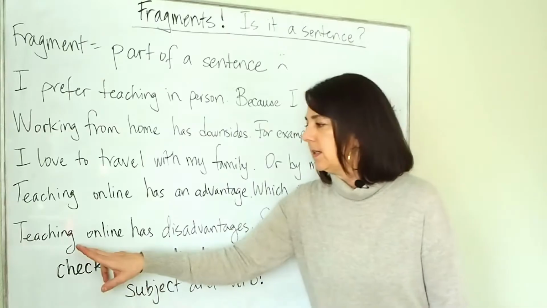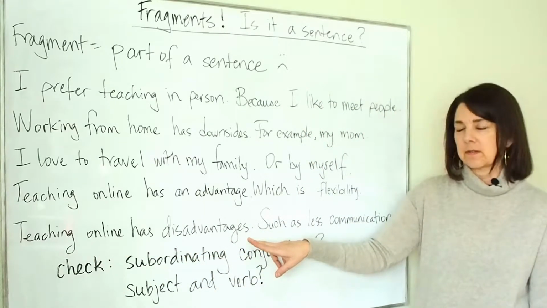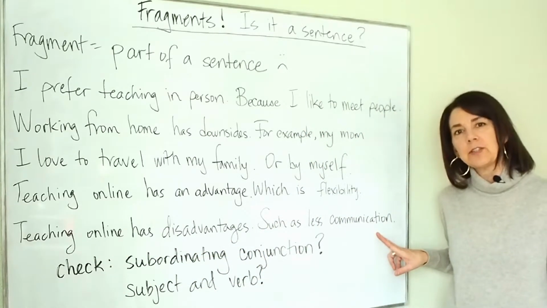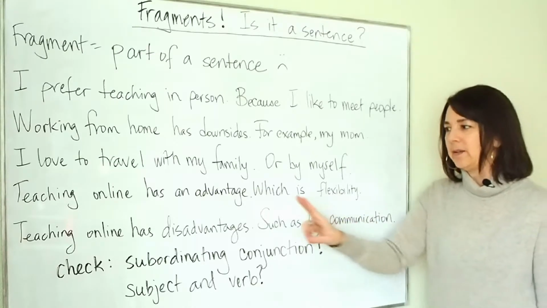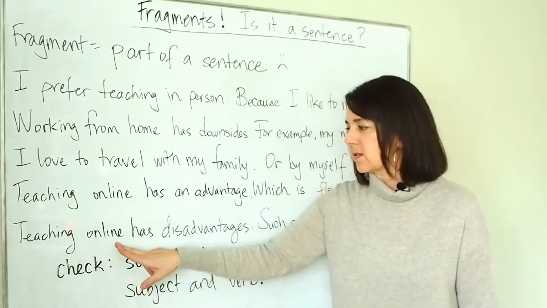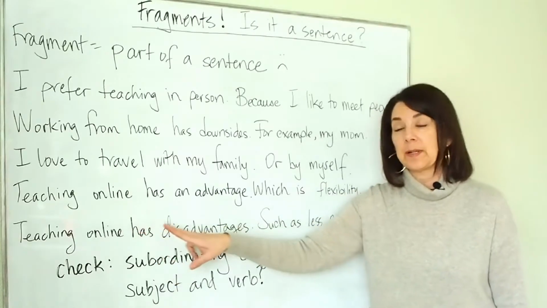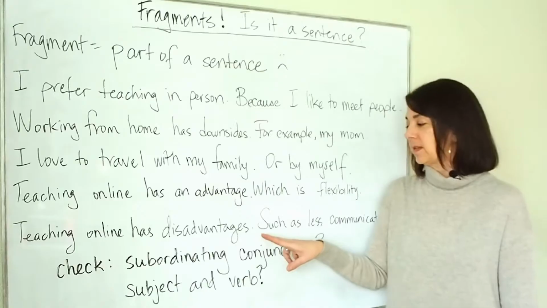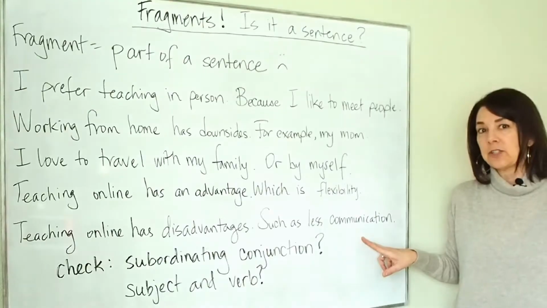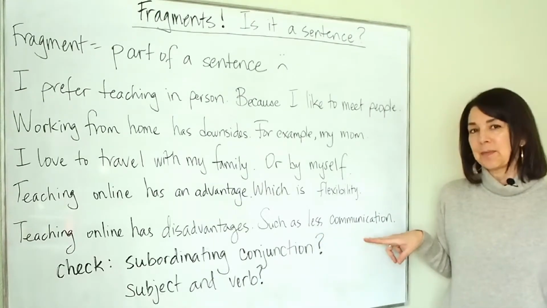And finally, "Teaching online has disadvantages, such as less communication." Again, we have an independent clause, a sentence with a subject and a verb. It expresses a complete thought. But the second one, "such as less communication," well, there's no subject and verb here.